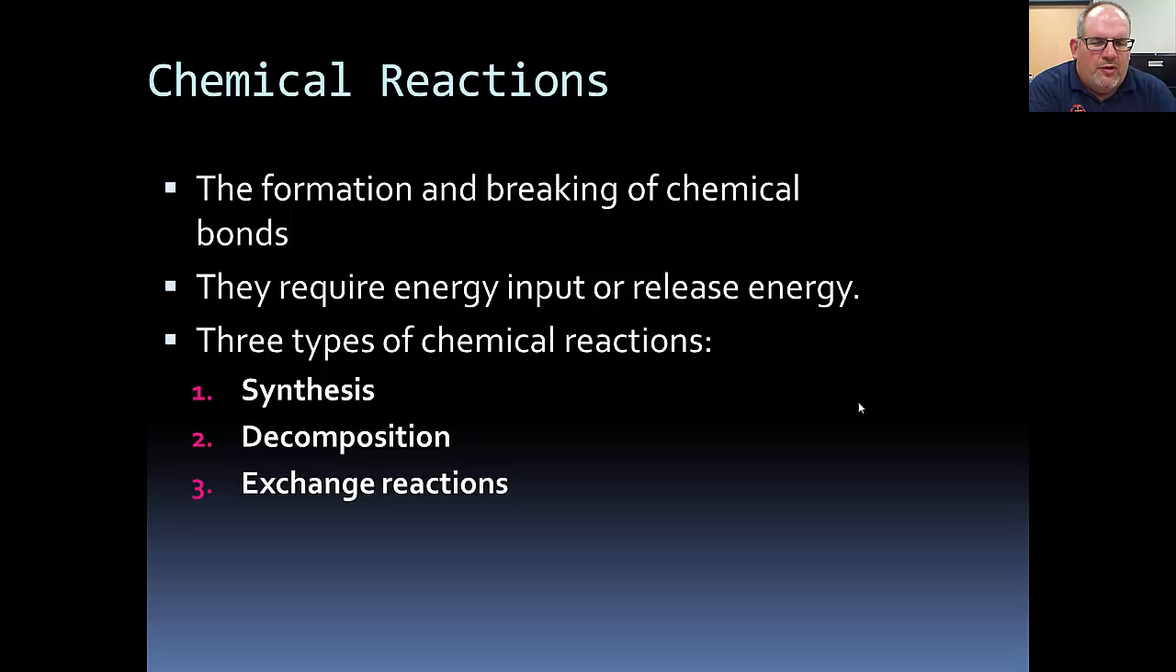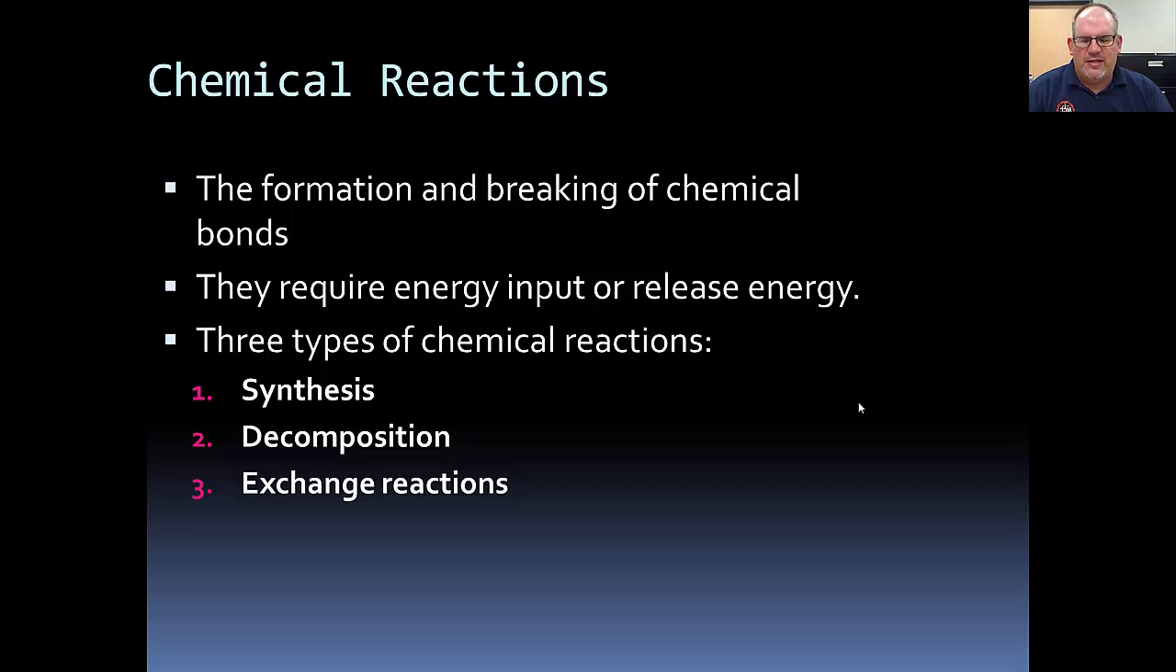We also have decomposition reactions, and these are where things are broken apart. So if you want to break water back into its elements, that can be done. You would break the bond, and it takes quite a bit of energy to break oxygen off of the 2 hydrogens, so you can separate oxygen from the 2 hydrogens in water, and make hydrogen and oxygen out of it.